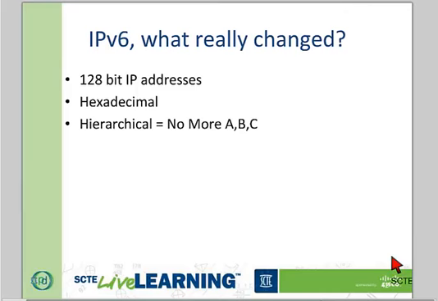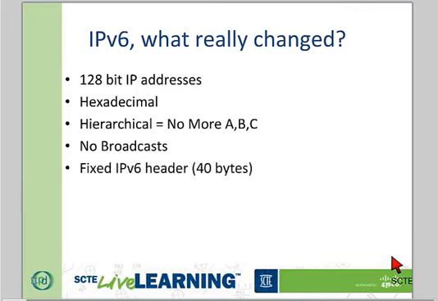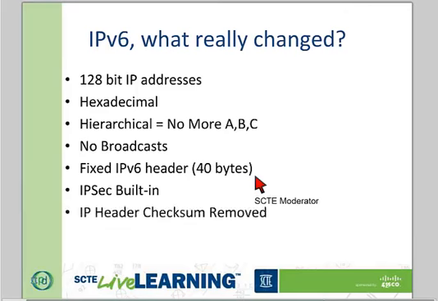We got rid of the A, B, and C. It's a hierarchical structure. It works more on scopes, and I'll share them with you coming up. It's no broadcasting, which I mentioned, so you're going to see something, anycast, more multicast being used. We did a fixed header on IPv6, which is nice. It's going to be more streamlined. It's going to route a lot better. IPsec is built in. Yes, security is an issue, so IPsec is integrated into the IPv6 stack at the network layer. The checksum, we got rid of that because why should IP do checksums?